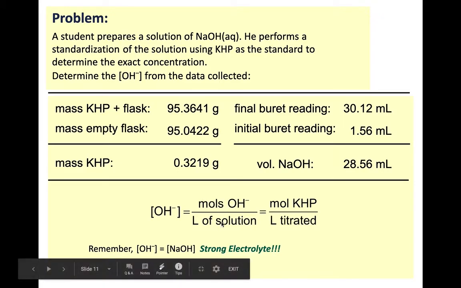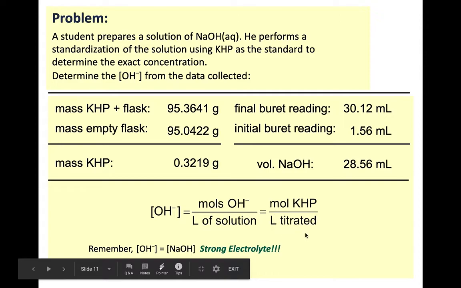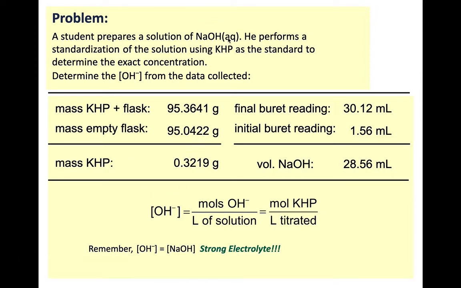And then we want the liters of sodium hydroxide. And that's given by our total liters titrated. Remember, we don't care what the volume of this was. We care what the concentration of sodium hydroxide was to begin with. So we want to know how many moles were added and how much solution we had to add to get that many moles. So that's the difference in our burette reading here.